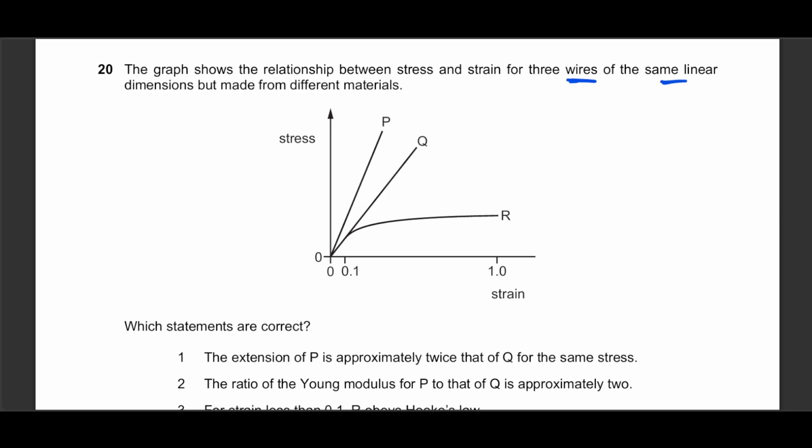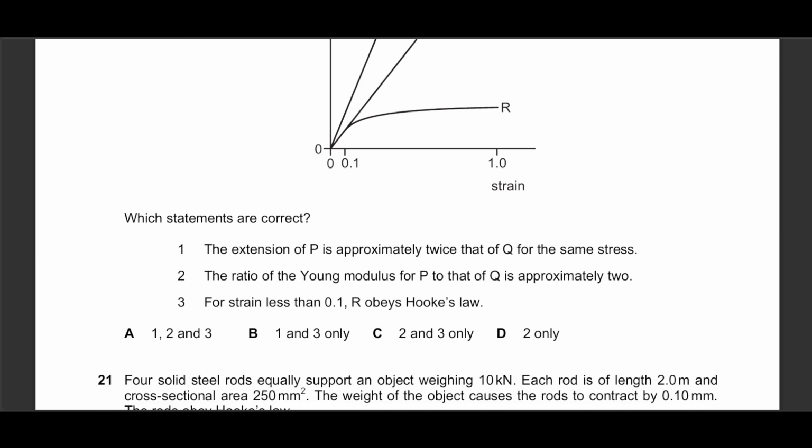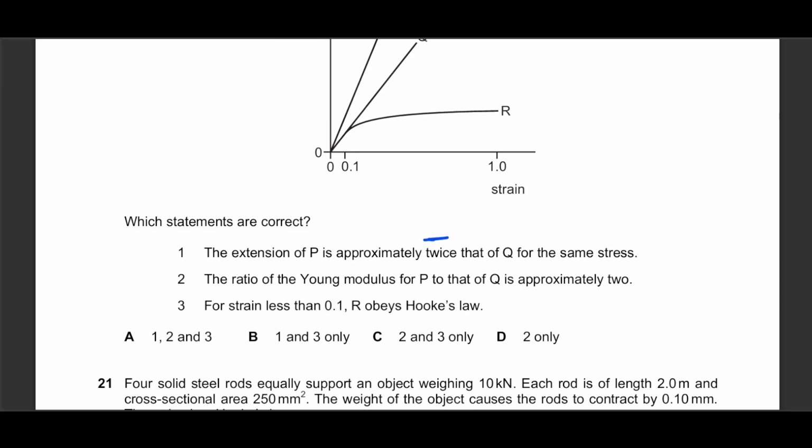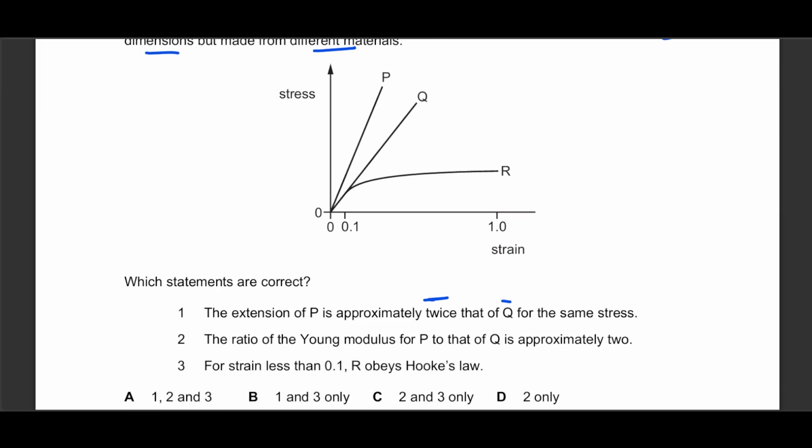of similar lengths, linear dimensions, which means their cross-section area, length, and everything else is different, but they are made from different materials, and definitely they will have different responses. Which statement is correct? The extension of P is approximately twice that of Q. Now, I don't agree with this statement per se. He says the extension. Now, the extension is actually going to come from strain. Strain is change in length divided by the original length.